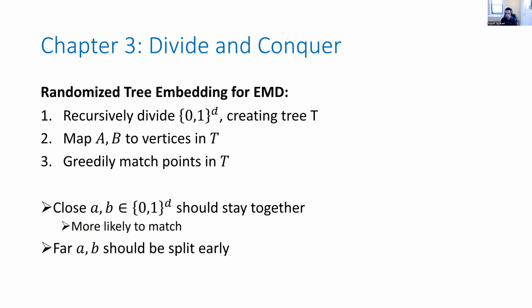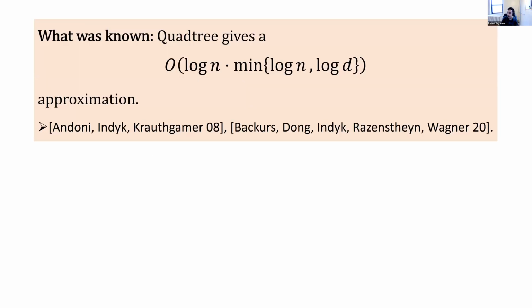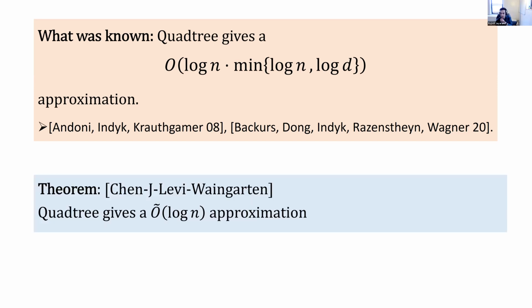Before I formalize this further, I want to tell you what this algorithm was previously known to give. In d dimensions for n points, this quadtree algorithm was known to produce a matching which gave a log n times the minimum of log n and log d approximation to the Earth mover distance problem. The first part of this minimum was known from the paper of Andoni, Indyk, and Krauthgamer, and the second part was given by Backurs, Dong, Indyk, Razenshteyn, and Wagner in 2020. If you think of d and n as polynomially related, this is roughly a log squared n approximation. The main result I want to tell you about is a new analysis of the same algorithm, which removes one of these log n factors, going from log squared n to tilde O of log n. The tilde O of log n is hiding a log n factor.